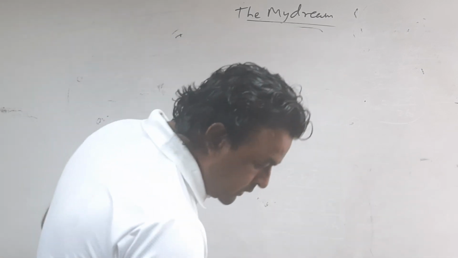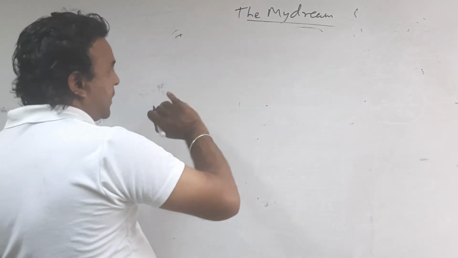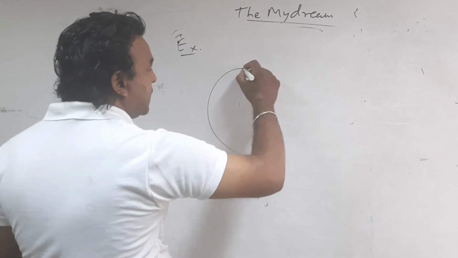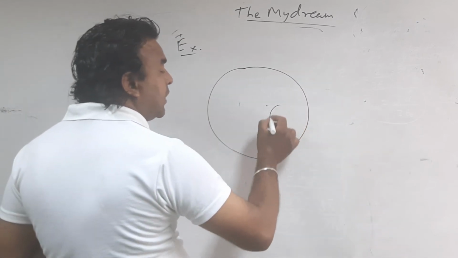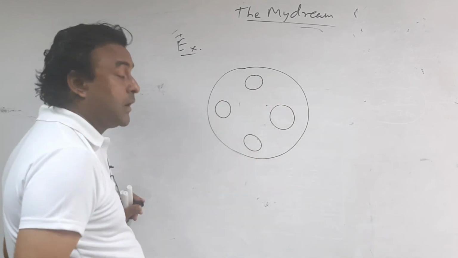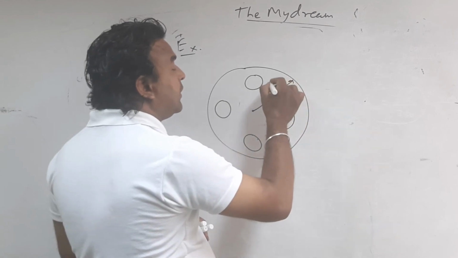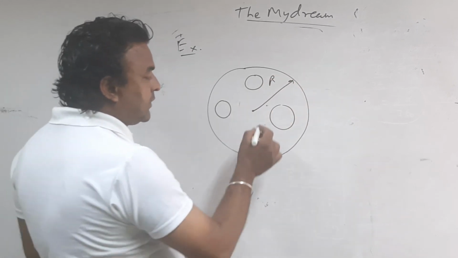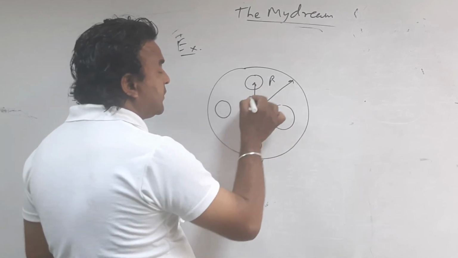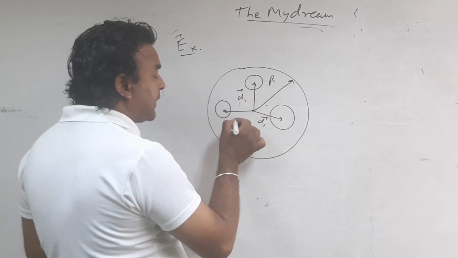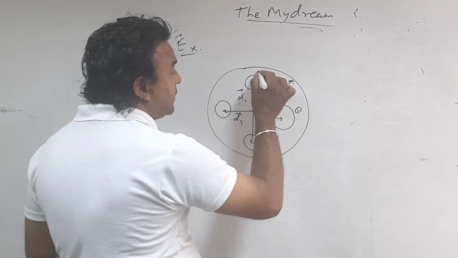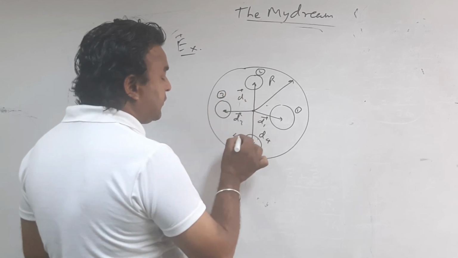Now sometimes few examples are like that. Sphere is here, one cavity is here, one cavity is here, one is here, one is here. Now the question is the same again. What is the electric field intensity inside these cavities? You just do one thing. Suppose this distance is vector d1, this is vector d2, this is vector d3, this is vector d4. So this is first cavity, this is second cavity, this is third cavity, this is fourth cavity.